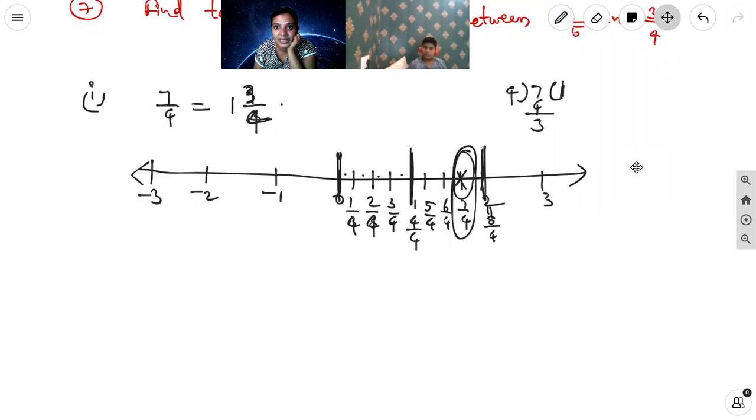But your teacher said it is a mistake. There 5 divisions are there. Just concentrate, it should be divided into only 4 divisions. Next, second one.